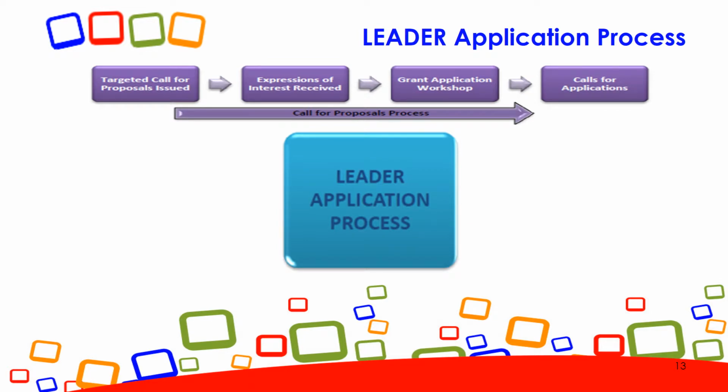We're going to walk through the 4-step Leader application process. The first is the call for proposals. It may be a targeted call for proposals, for which an expression of interest must be received by the Leader office. Then applicants will attend a grant application workshop, and following that there will be a call for applications. This is stage 1 in a 4-step process.